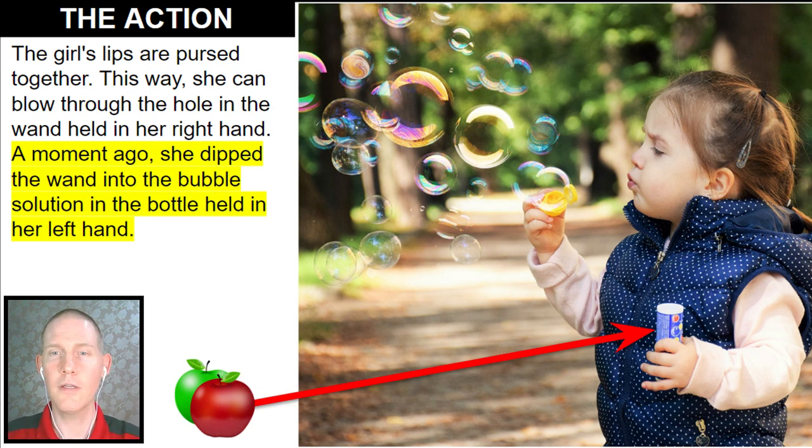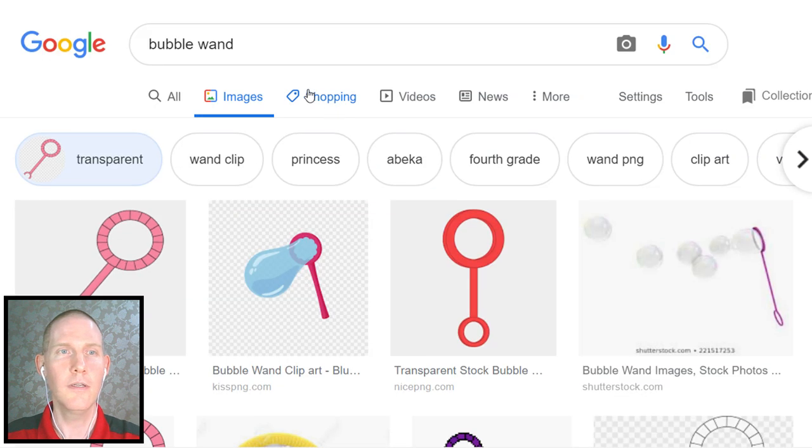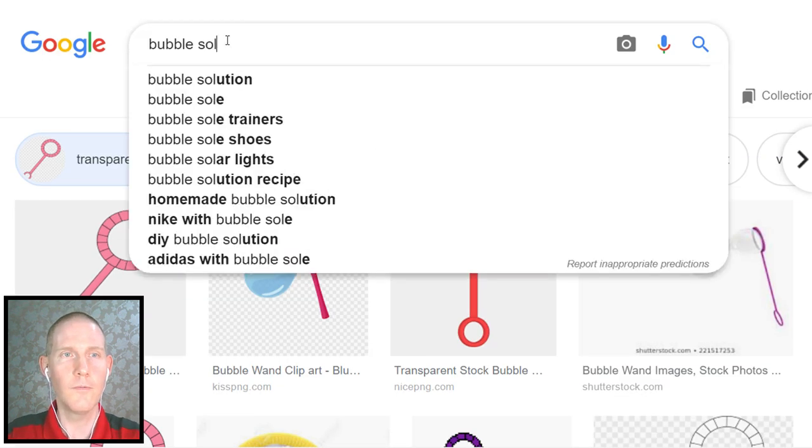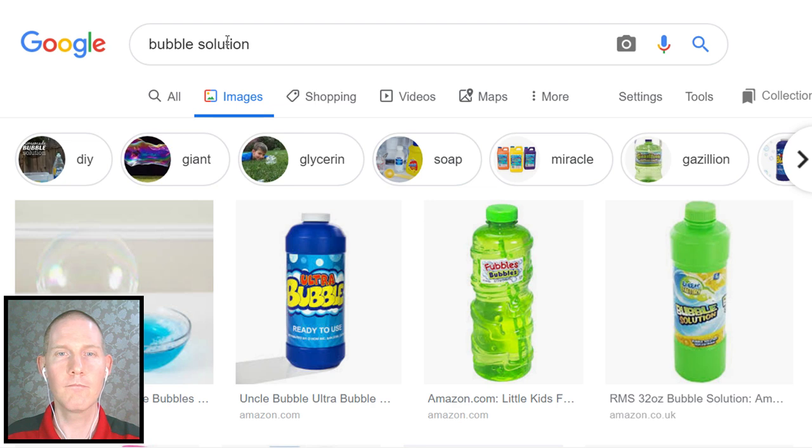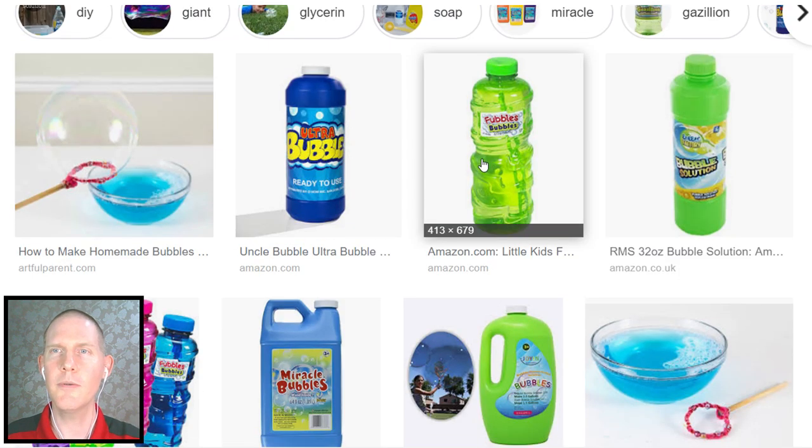Let's see what we can find for pictures on bubble solution. Okay, so this is just the bubble solution. It's like soap and water, right? But it makes wonderful bubbles once you dip the wand in and you blow through it, and then it creates the bubbles. So the solution is just like the mix. It's not pure water, it's not pure soap, it's a mix. So it's a solution, right?